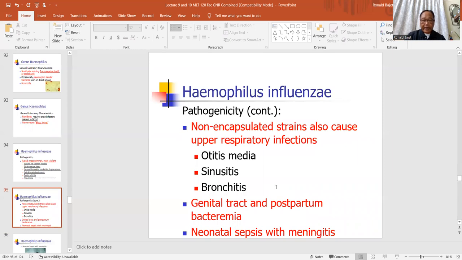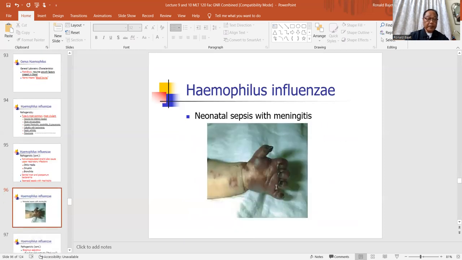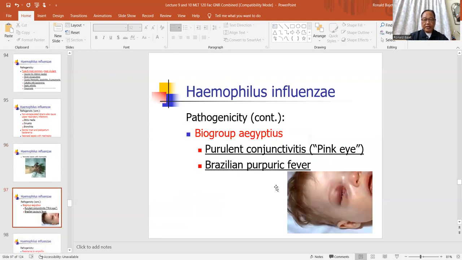The non-encapsulated strains can cause upper respiratory infections, ear infection, sinus infection, and lung infection, genital tract infections and postpartum bacteremia, and it can cause neonatal sepsis with meningitis. Haemophilus influenzae can cause neonatal sepsis with meningitis. Okay, it's a bad pathogen.